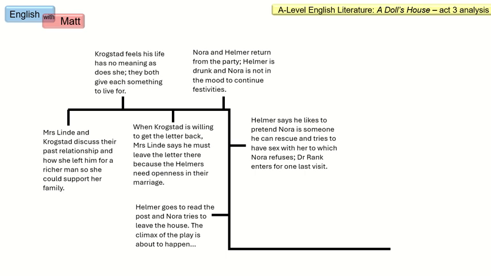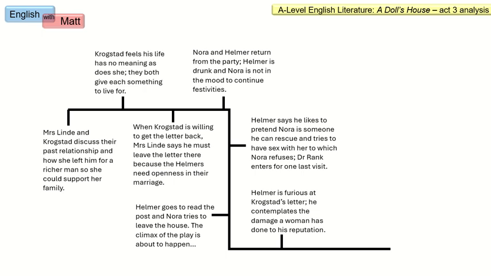Halmer goes to read the post, and Nora quickly tries to leave the house. And she doesn't leave because just as she's about to leave, Halmer bursts in, angry and furious, because he has read the letter and he now knows what Nora has done regarding the loan. Not once, though, does he think about why she did it. Not once is it a question of his life and health.